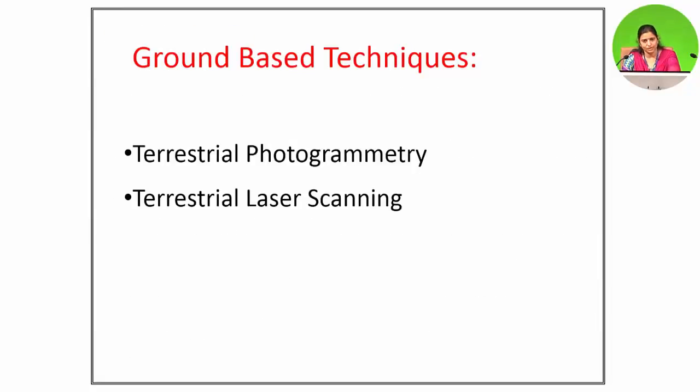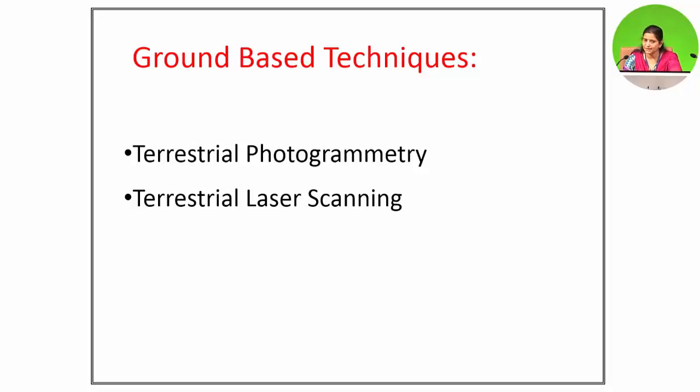To create a 3D model using ground-based techniques, we have two options. The first is terrestrial photogrammetry, which we also call close-range photogrammetry, and the other is terrestrial laser scanning. Terrestrial photogrammetry is an image-based technique, whereas terrestrial laser scanning is a range-based technique. Image-based technique means we capture images of the area, the images are matched and photogrammetric processing is carried out, and the resulting point cloud, or XYZ of individual points, is calculated.